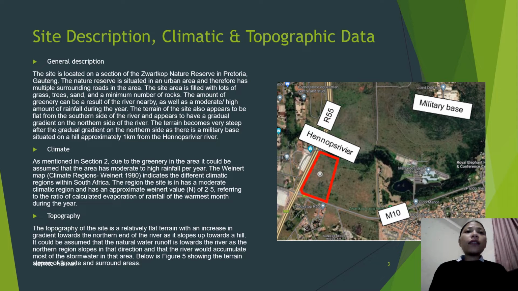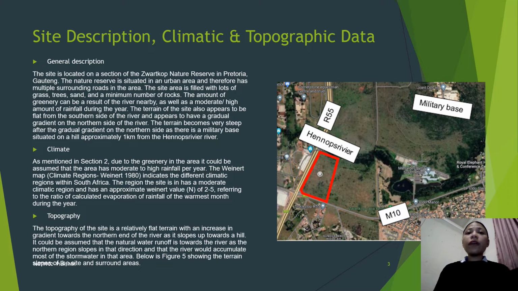So, a general site description. The site is filled with lots of grass, sand, and trees. The amount of greenery can be seen in the image right next to that. Also, there are two class 3 roads surrounding the site, and the R55 is quite busy, so it makes sense for an industrial area to be there, since many heavy vehicles make use of that road.